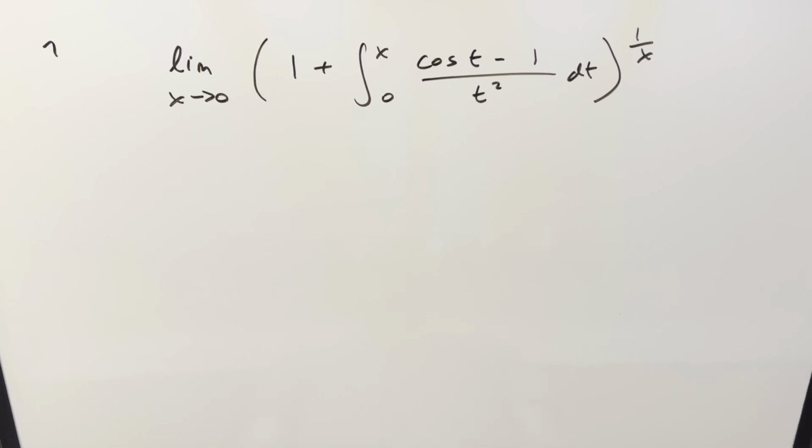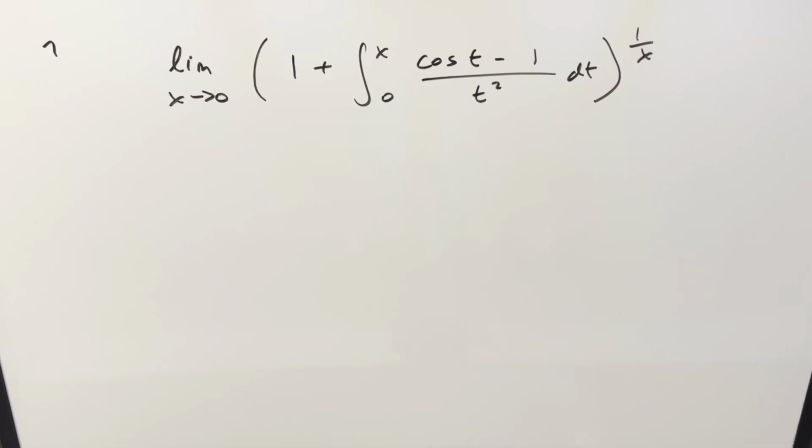Okay, we've got an interesting integral slash limit. This one's from Berkeley Math Tournament 2022, number 7. We have the limit as x is approaching 0 of 1 plus the integral from 0 to x of (cosine t minus 1) over t squared dt, all to the 1 over x.